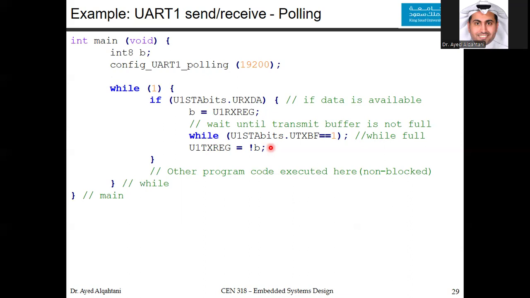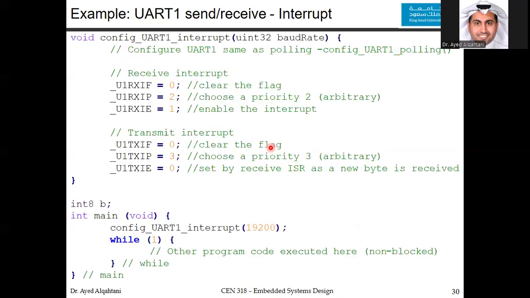Now, what if we want to deal with interrupt-driven I/O? We need to configure the UART the same way we configured it in the polling. The same statements. Again, you put it right there. I didn't put it because there is no space. More than that, you need to set the receiver interrupt and the transmit interrupt.